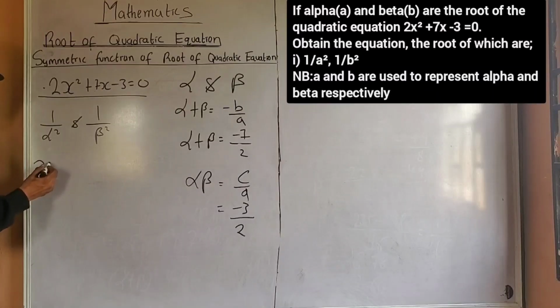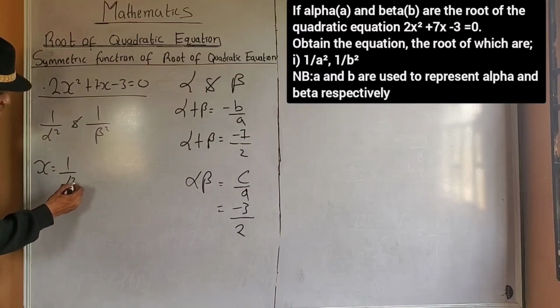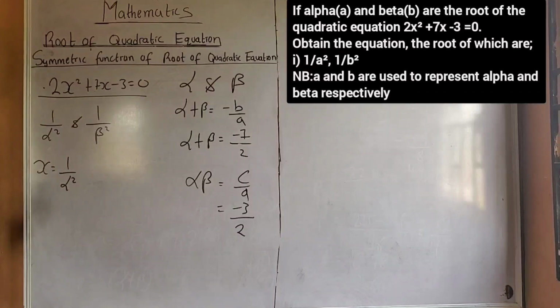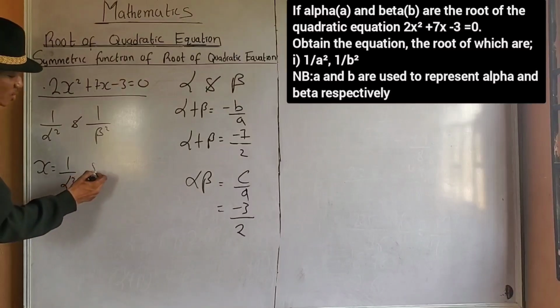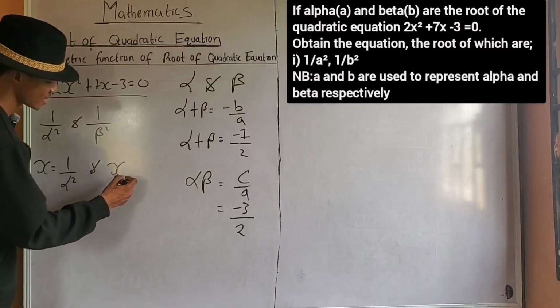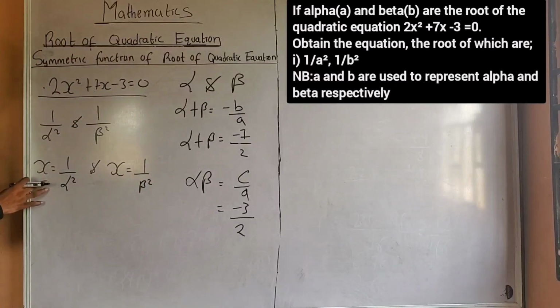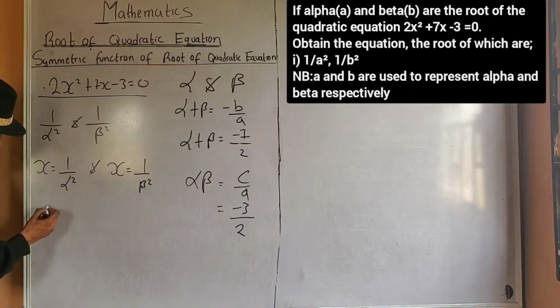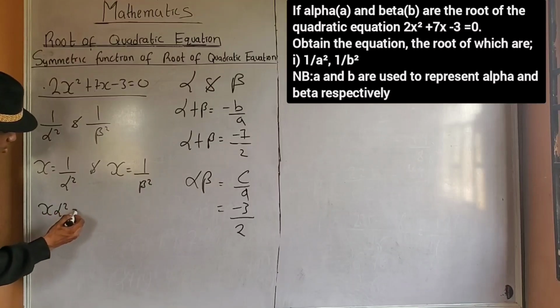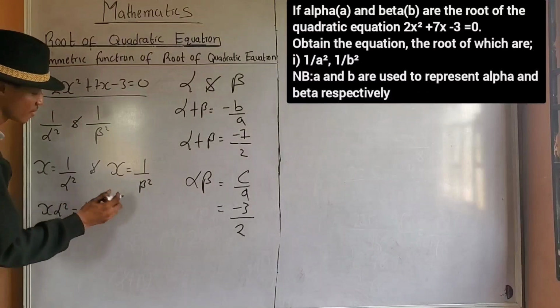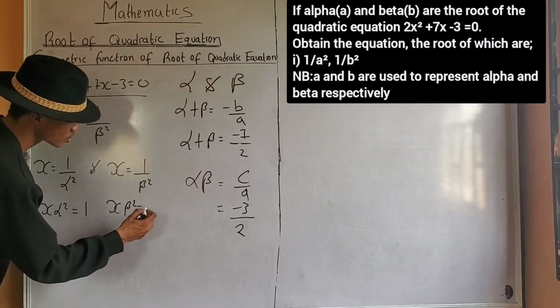Let x equal 1 over alpha squared. Do not forget our goal. Our goal is to find the equation whose roots are 1 over alpha squared and 1 over beta squared. So I'm trying to construct a quadratic equation. Let x equal 1 over alpha squared. Also, let x equal 1 over beta squared. Are you following? Cross multiply. I'm going to have x times alpha squared, that is x alpha squared equals 1. Also, for this, I'm going to have x beta squared equals 1.